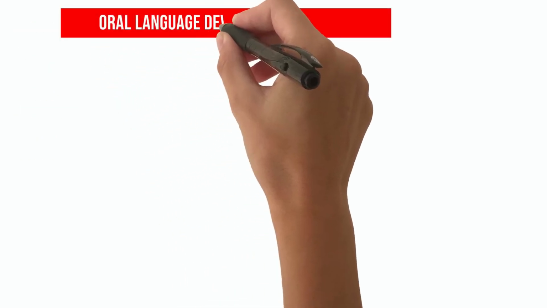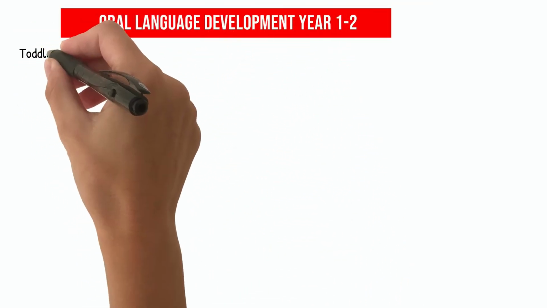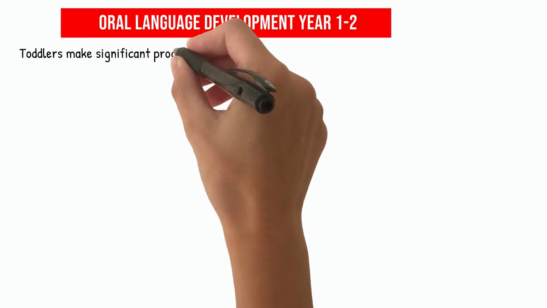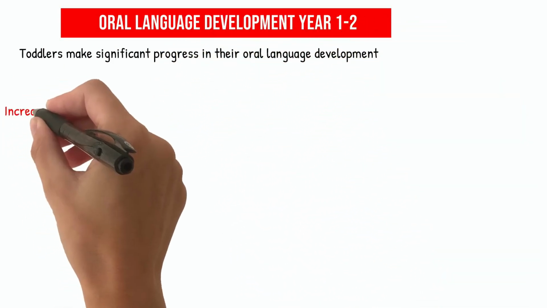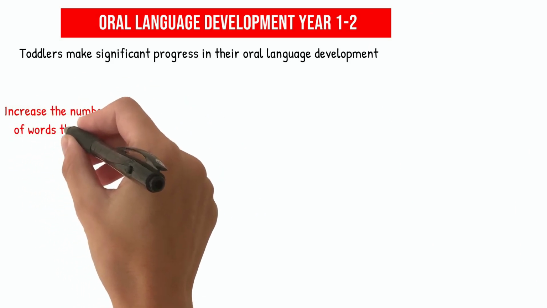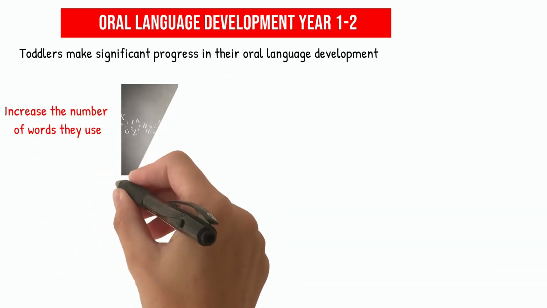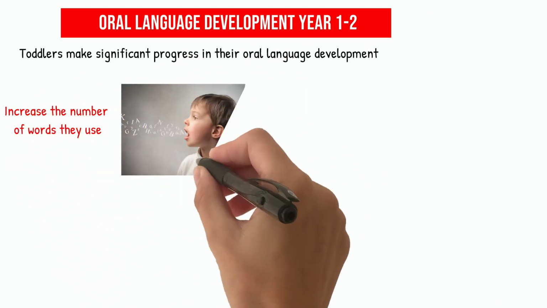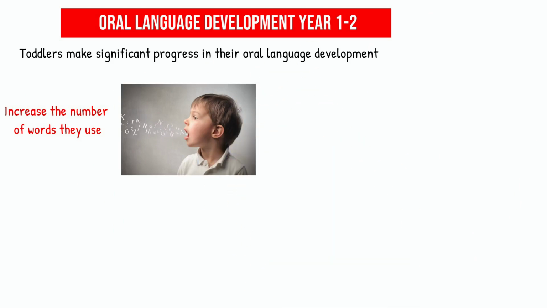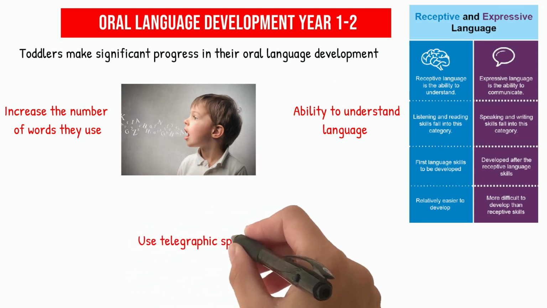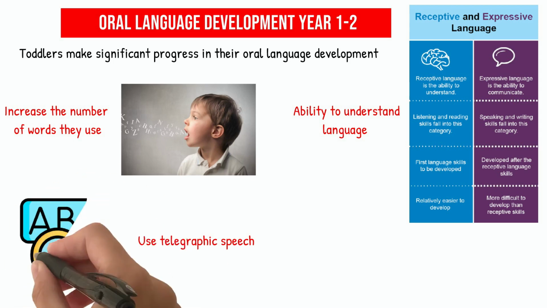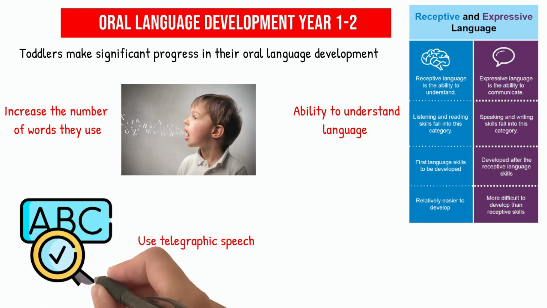Oral language development, year 1 to 2. Between the ages of 1 and 2, toddlers make significant progress in their oral language development as follows. They increase the number of words they use in their utterances, although not all of them may be understandable to adults. Their ability to understand language, receptive language, surpasses their ability to express themselves verbally, expressive language. They begin to use telegraphic speech, which is the use of only essential words in a grammatically correct order.